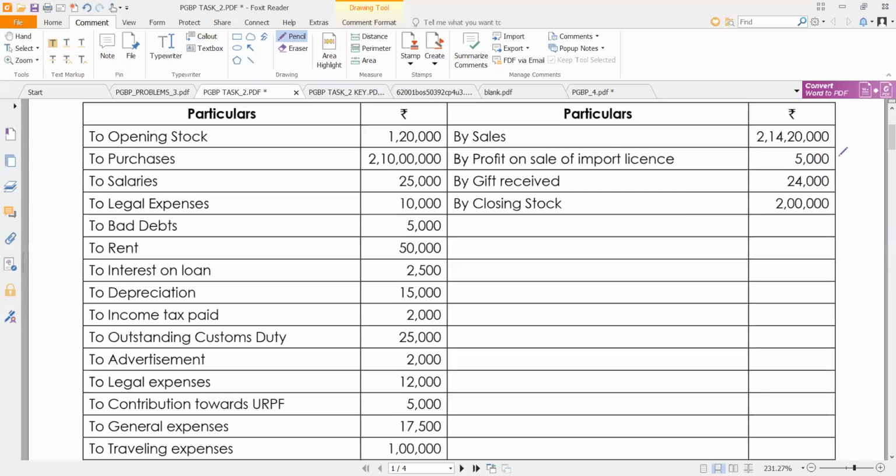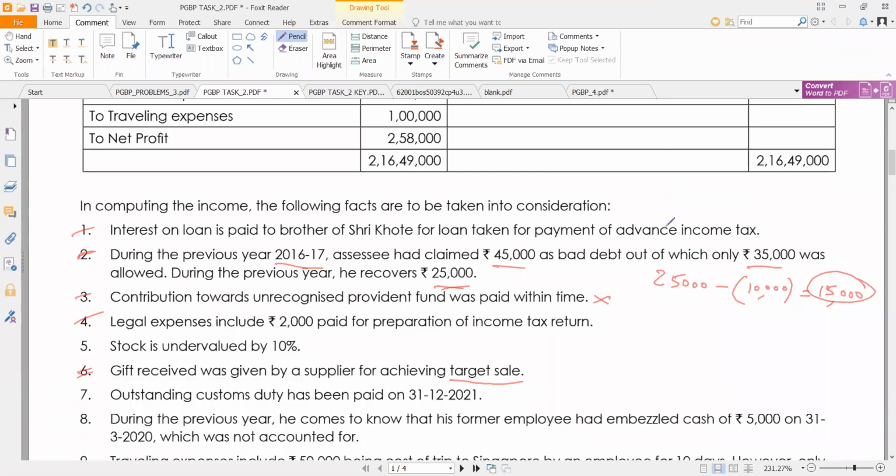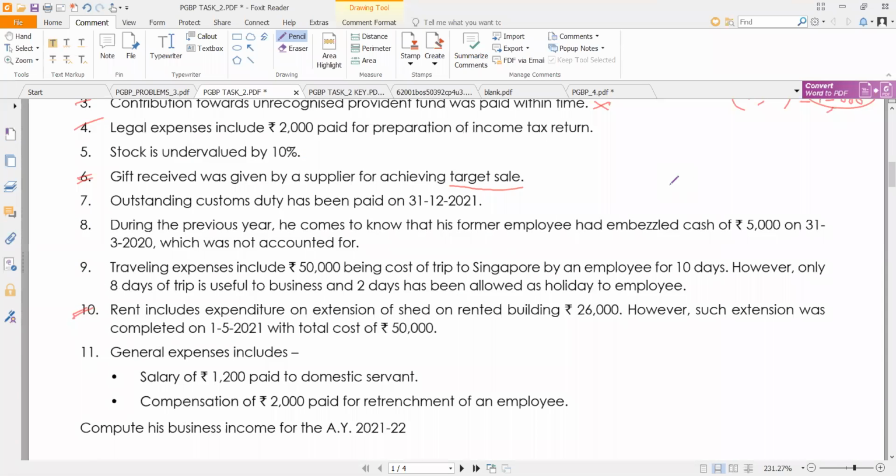And profit on sale of import licenses is also anyway taxable under PGBP only. That is one of the things which is there in section 28 itself. Gift received is also taxable. So as far as credit side is concerned, there is nothing special to be adjusted.